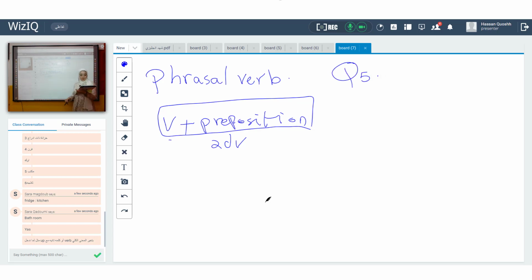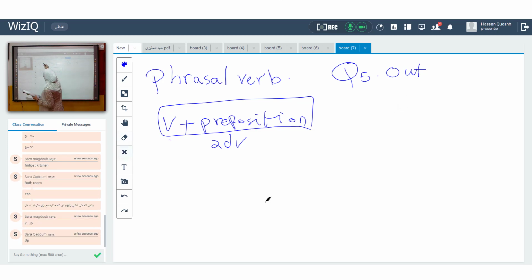Question number five. Often the outside of a house wears up or wears out because of the weather. Who can tell me the answer? Wear out. Thank you. Wear out because of the weather. Okay, number two. Joe was tidying in or up the kitchen. Sure, we bought up because. Okay. So the answer is up.